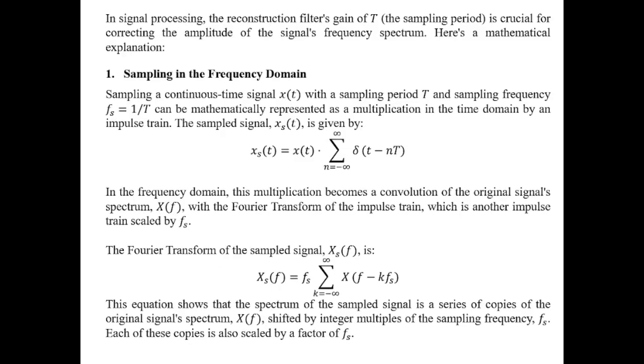So why do we have this capital T? Sampling in the continuous time domain of a continuous time signal x(t) with a sampling period T and sampling frequency Fs can be mathematically represented with this equation, right?